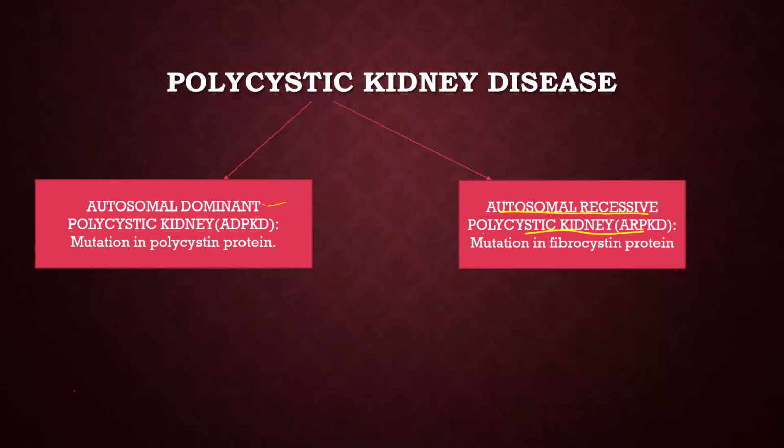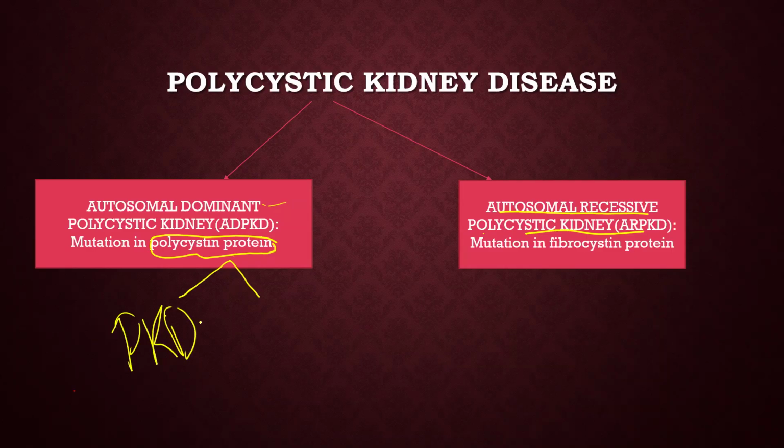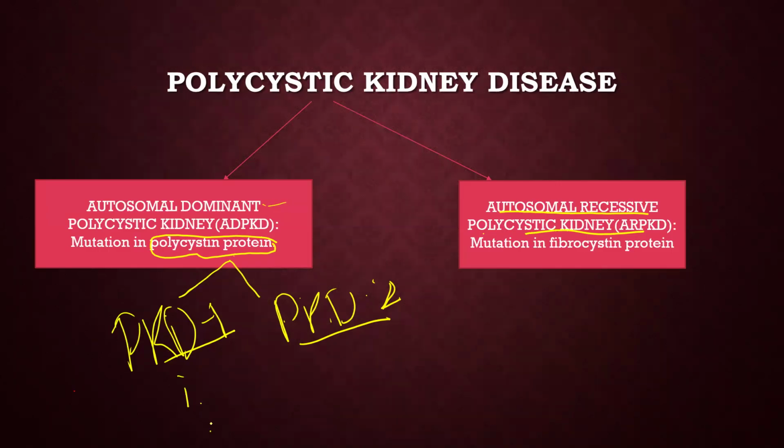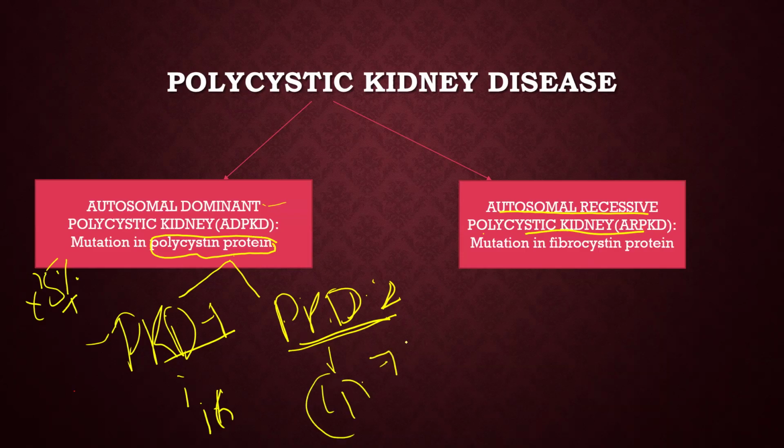Autosomal dominant polycystic kidney disease is basically a mutation in the polycystin protein, which is mainly coded by two genes, the PKD1 gene and the PKD2 gene. PKD1 is encoded on chromosome 16 and accounts for 85% of cases, while PKD2 is present on chromosome 4 and accounts for only 15% of cases, right?